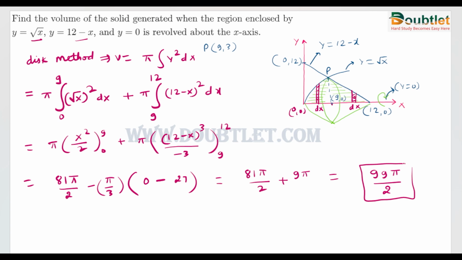This is the volume we have got from the two surfaces: one made by y = √x and another made by the straight line. The straight line forms a cone, and y = √x forms a paraboloid. So we have found the volume by combining both volumes using the disk method. So this is the answer, 99π/2.